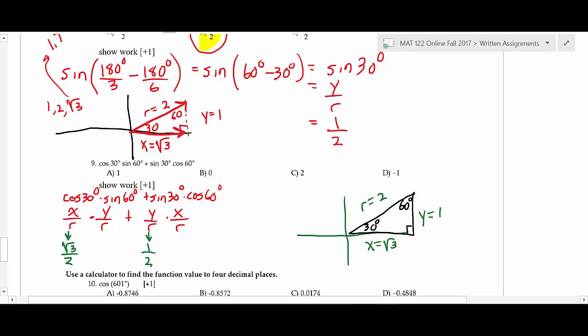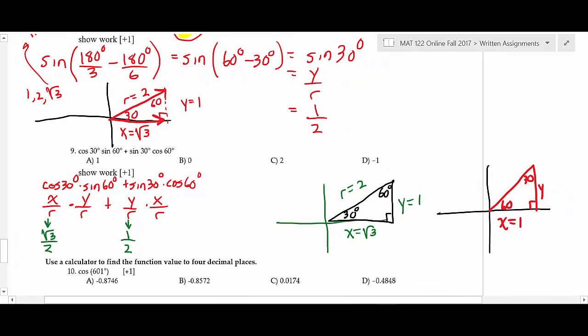Now what I'm going to do is look at the 60-degree angle. If I look at a 60-degree angle in quadrant 1, it would look like this. That's going to be a 30-60 right triangle. The sides go like this. Opposite 30 is x equals 1. Opposite 60 is y equals square root of 3, and r is equal to 2.